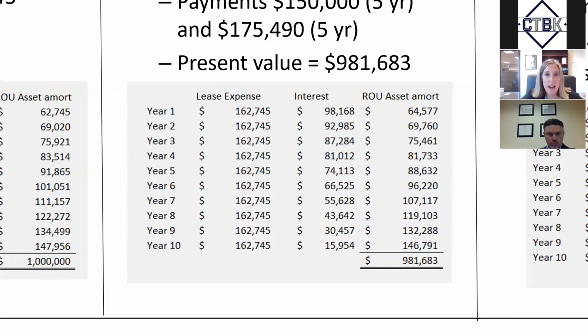Now I'm looking at that middle example with my variable lease payments. Again, remember, because my lease expense must be amortized straight line, even though my payments vary from the first 5 years to the last 5 years, my lease expense needs to be amortized straight line at 162,745. My interest is that lease liability times the 10%, so in that first year, it's the 98,168. And my right of use asset amortization is the difference. And you can see at the end of 10 years, I have fully amortized that right of use asset we initially recorded of 981,683.